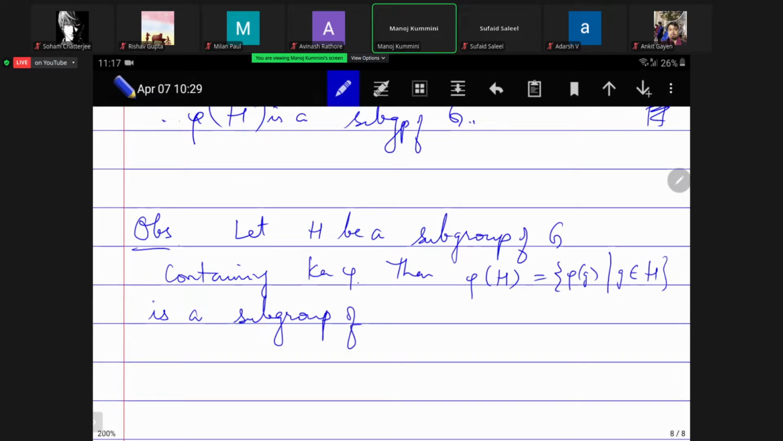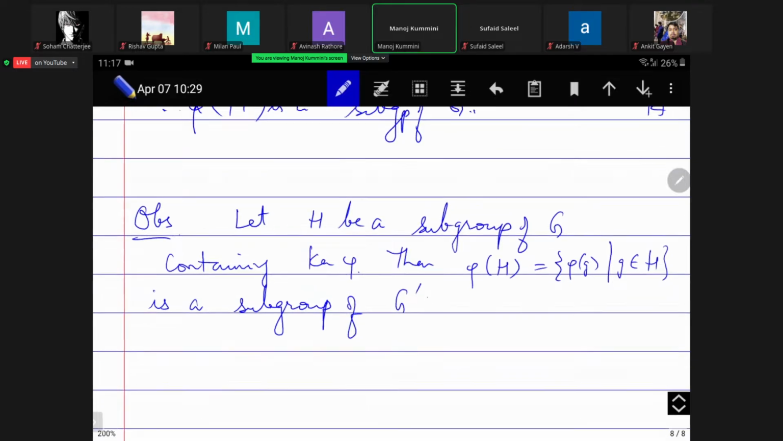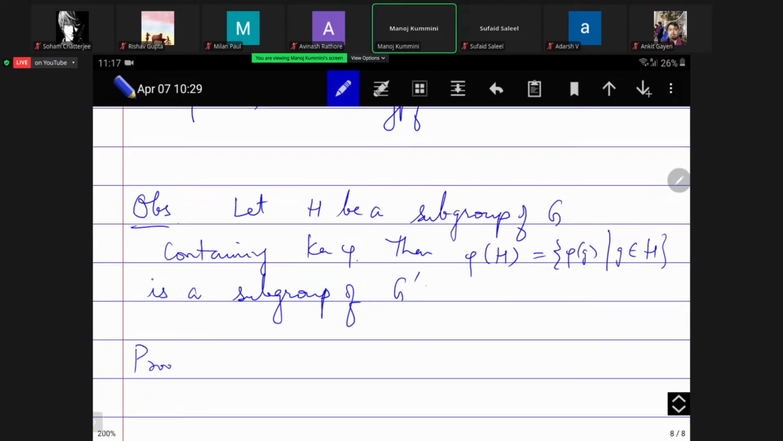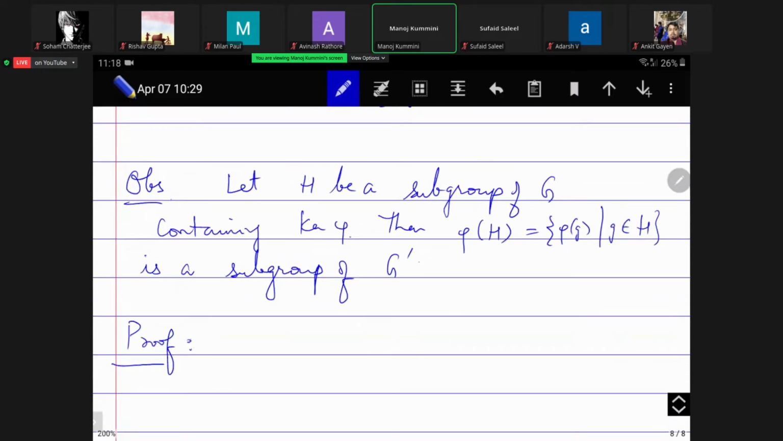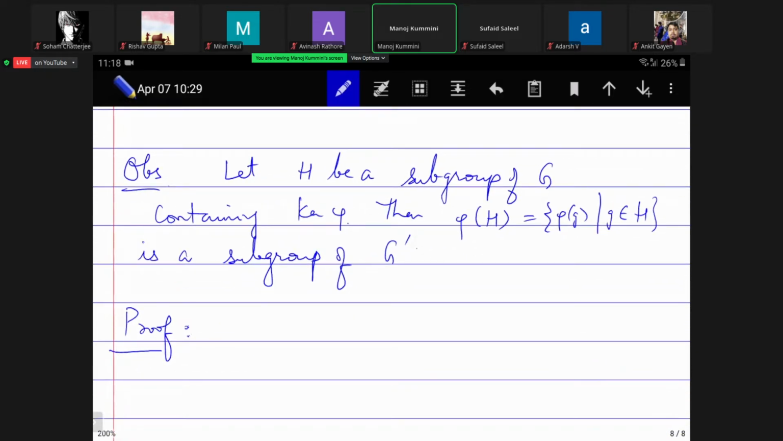is a subgroup of G prime. Again, not a very difficult proof. Once I tell you that this is what I want you to check, you will be able to check this. Just think of this as me telling you what all things we generally worry about when one studies these things. Proofs themselves are not very complicated.